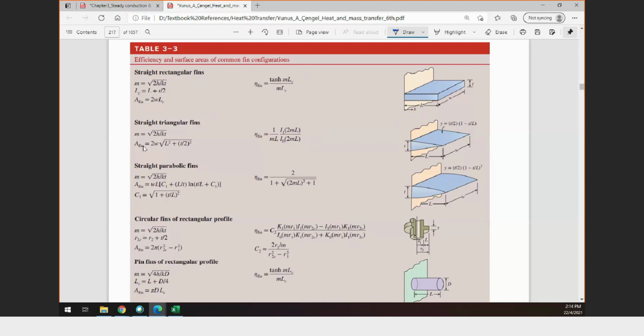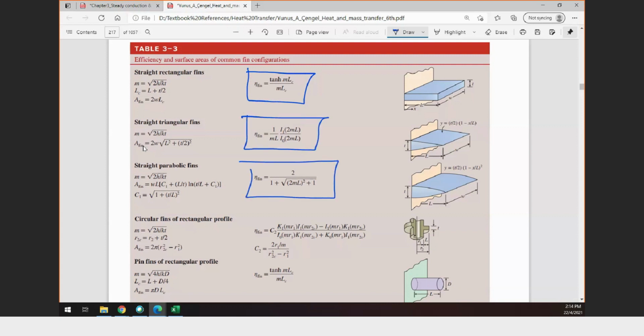should indicate the fin efficiency of fin shape or fin geometry. Okay, so you can only get this if you know the geometry of the fin. Okay, so what is this? This is tangent hyperbolic. What is M? M is 2h/kt.